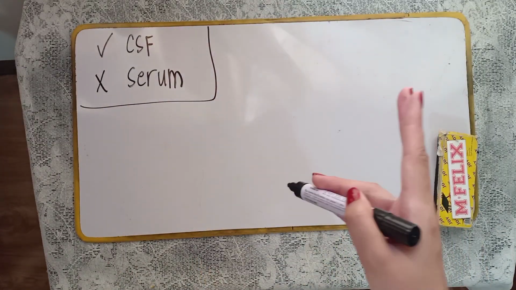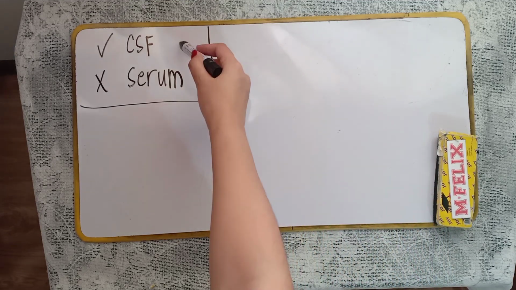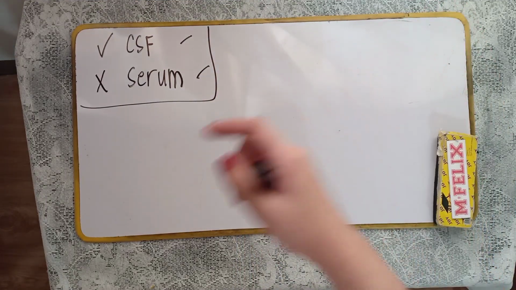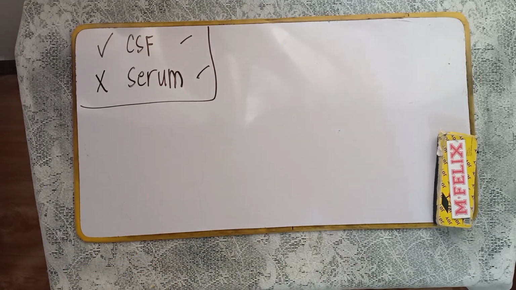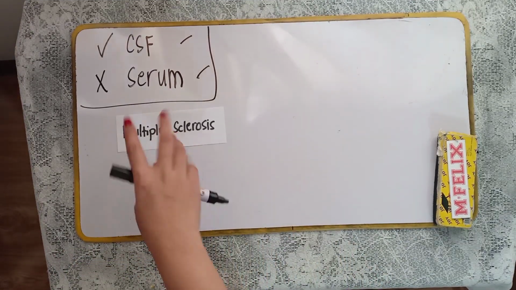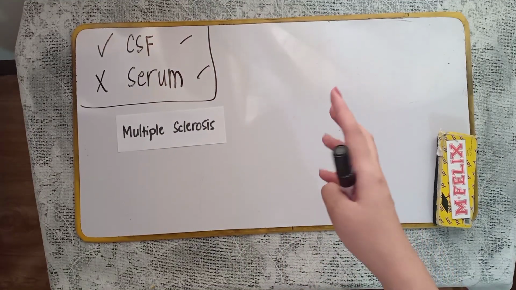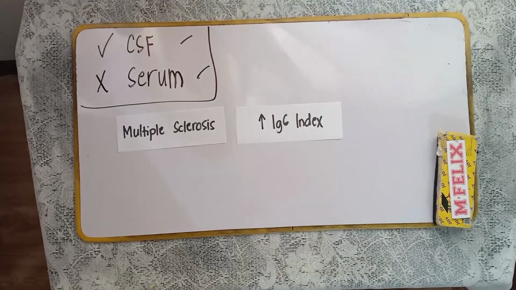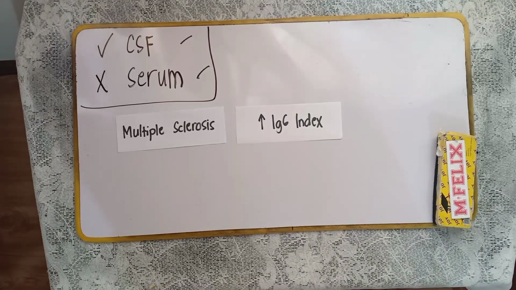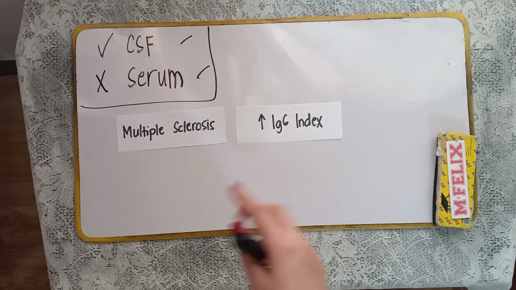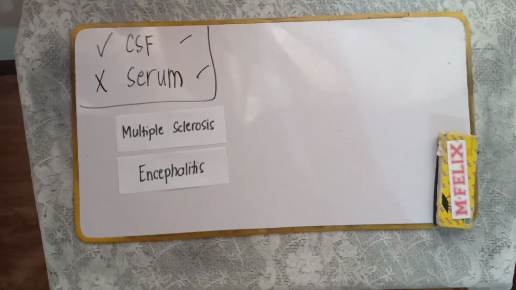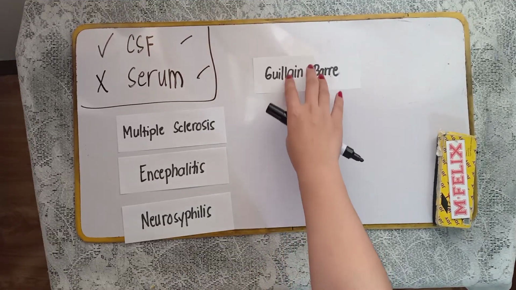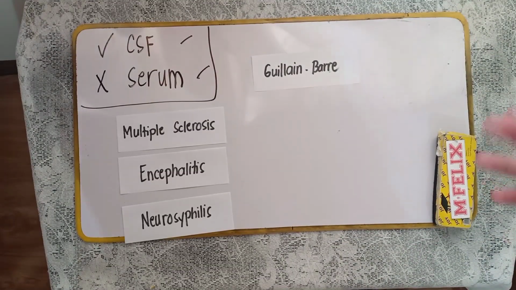Now, the presence of 2 or more oligoclonal bands in the CSF but not present in the serum can be a valuable tool in the diagnosis of the following. Number 1, we have your multiple sclerosis. Multiple sclerosis, particularly, it is usually accompanied by an increase in what? Increase in IgG index. And then aside from this multiple sclerosis, we also have other neurologic disorders including encephalitis. Okay, we also have encephalitis, neurosyphilis, Guillain-Barré syndrome. Okay, we also have Guillain-Barré syndrome.